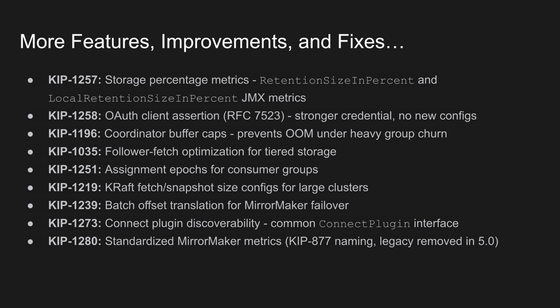This release also includes a number of improvements, enhancements, and fixes around JMX metrics for storage, OAuth client assertion, coordinator buffer caps to prevent out-of-memory errors, KRaft fetch configs, MirrorMaker metric standardization, and Kafka Connect discoverability for connectors and SMTs.